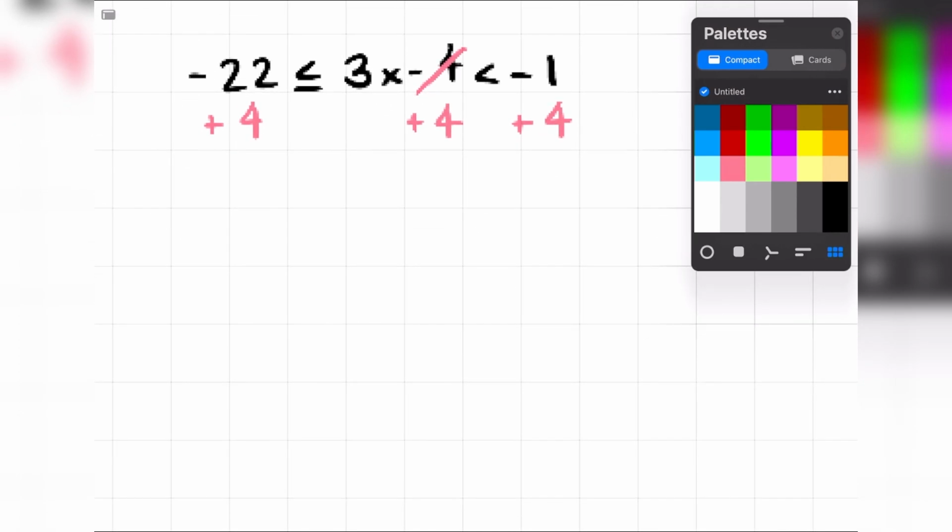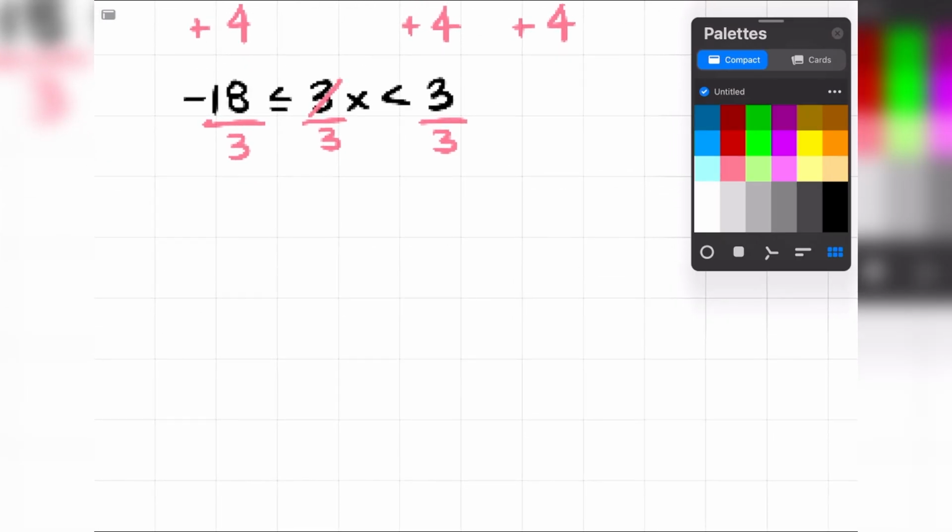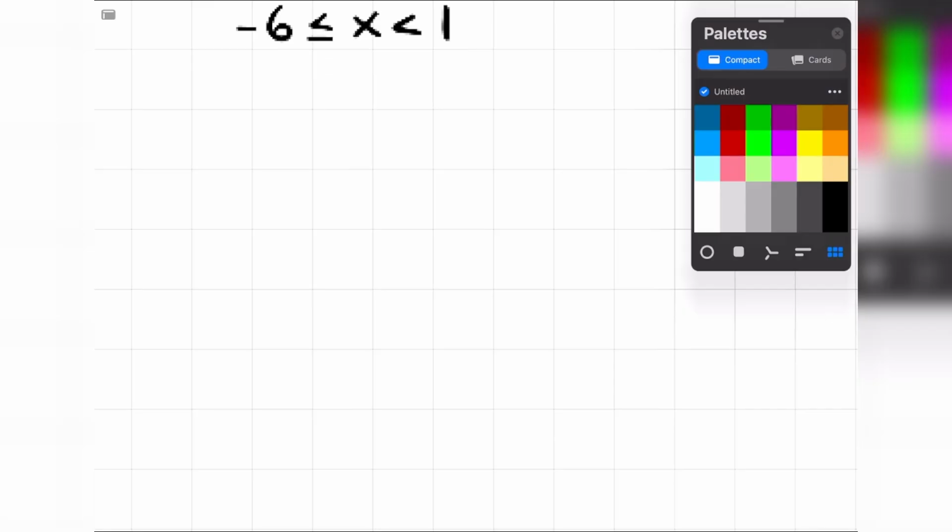-22 plus 4 is -18. So -18 here is less than or equal to 3x is less than, that's the 3. Okay? Now we can divide these all by 3 because we have to get this 3 out of here, so the x is there. So we can divide this by 3, this by 3, and this by 3. Take out that guy, and then -18 divided by 3 is -6. -6 here, less than or equal to, just the x left, less than, and then 3 divided by 3 is 1. So there we have what we need.